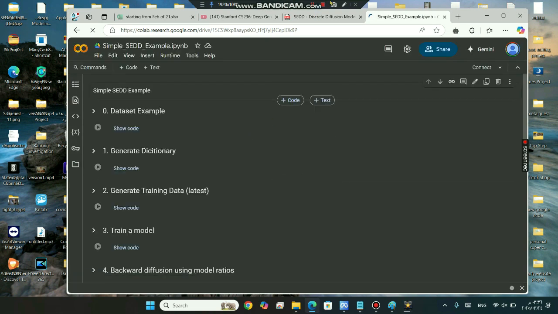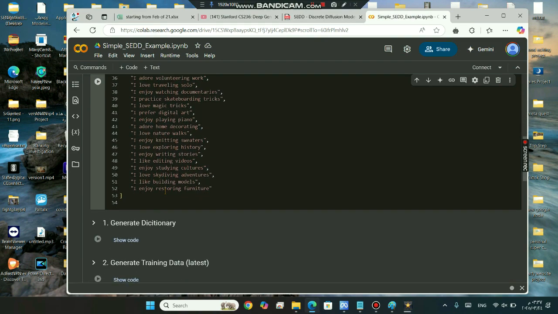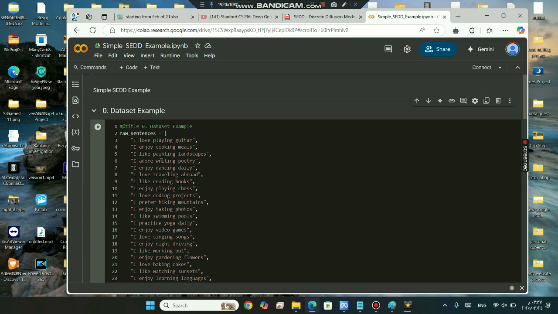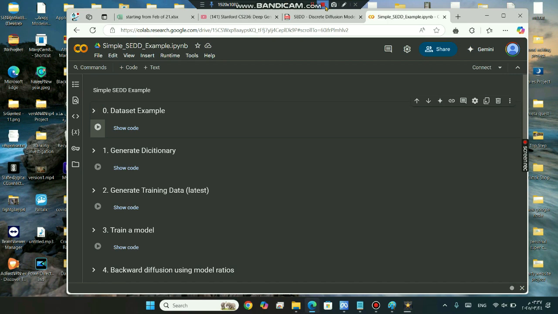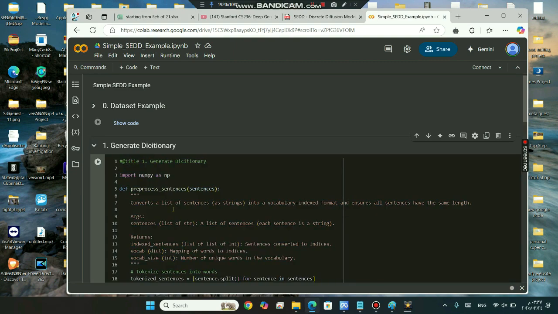And here we go. So in this demo code, we will have an example data set. So I have a group of sentences over here that I want to train the model for. The next step is to generate a dictionary.